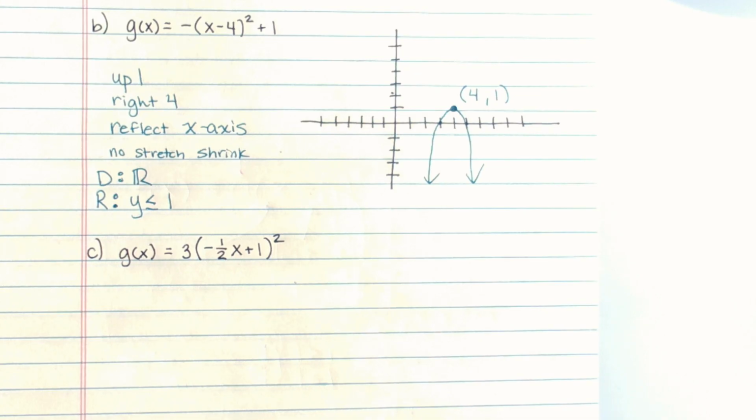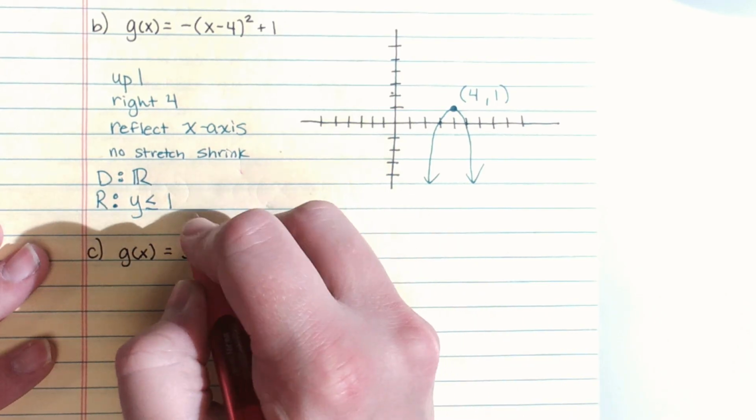Is this one in vertex form? Is there a number in front of x? A number in front of x means not vertex form.